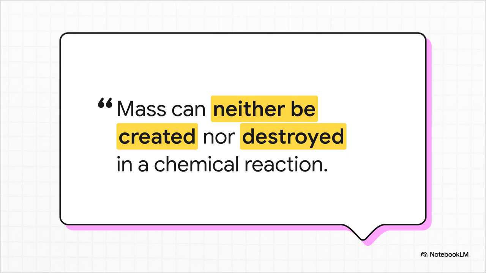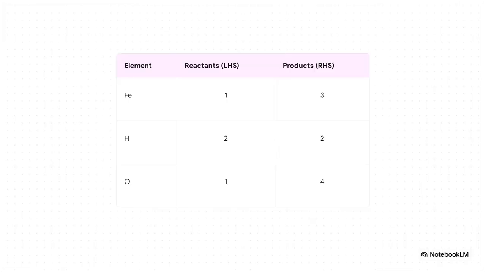And what it boils down to is this. You can't just create or destroy atoms out of thin air during a reaction. It's impossible. Whatever atoms you start with, you have to end with that exact same number of atoms. The books, as they say, must always be balanced. And this is exactly where our equation for iron reacting with steam just falls apart. Take a look at the table. On the left side, the reactants, we start with 1 iron atom. But on the right, the products, we somehow end up with 3.